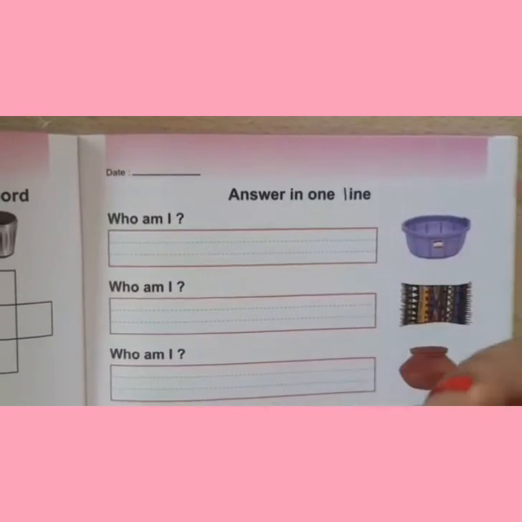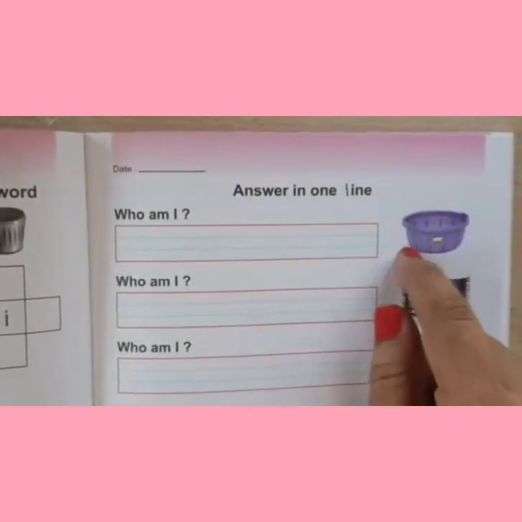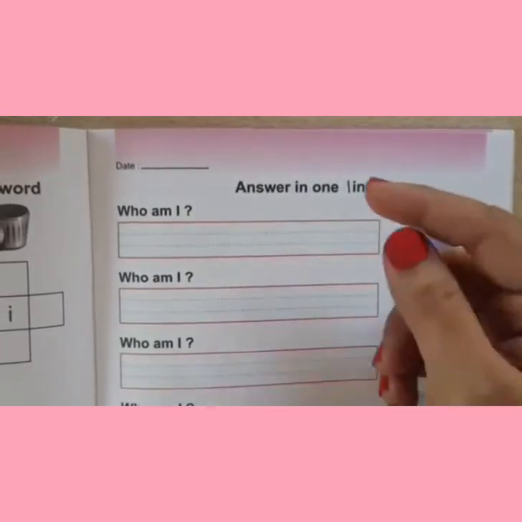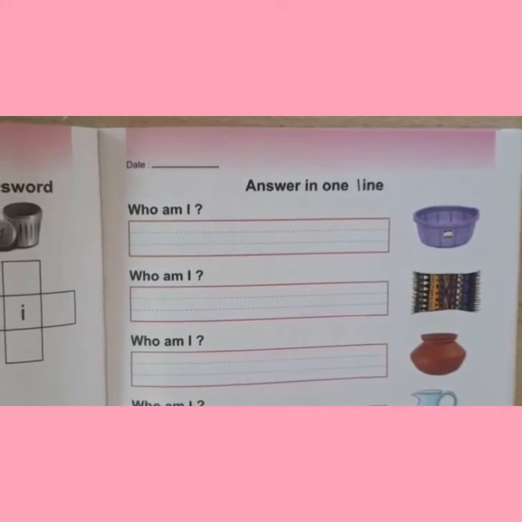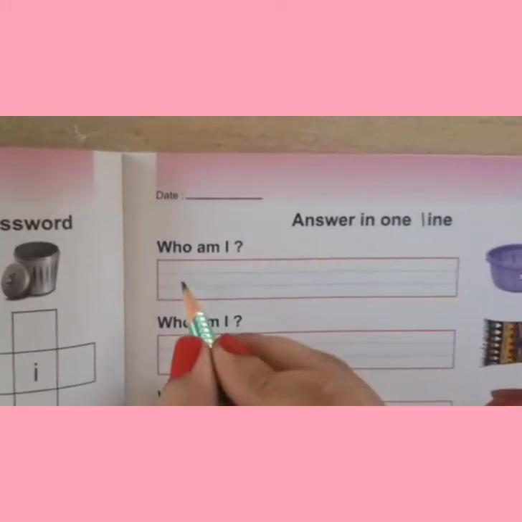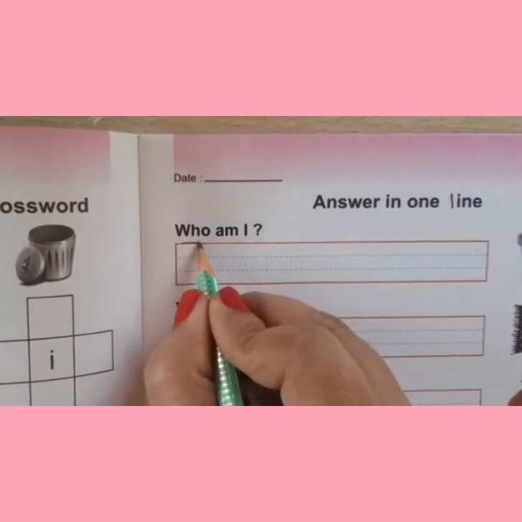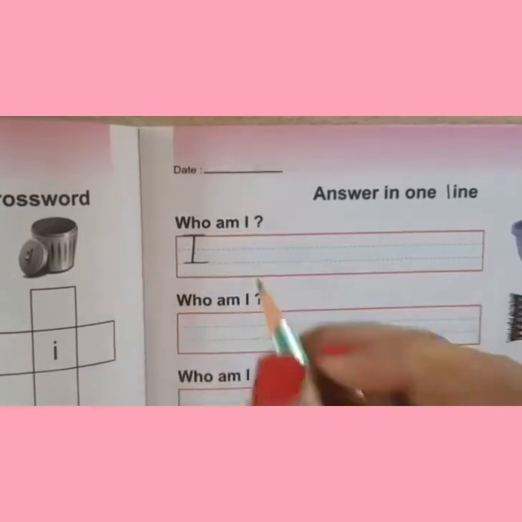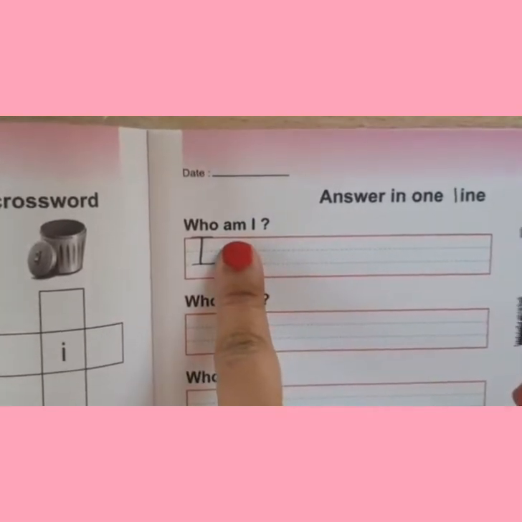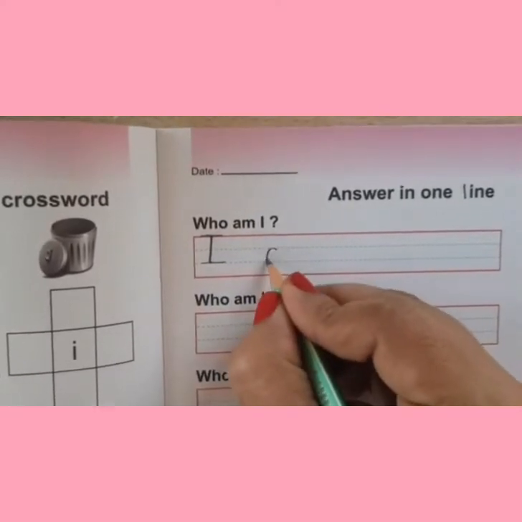Main kaun hu? To tub kya bolega? Tub answer dega. I am a tub. So we have to write this answer. Okay, how you have to write? We will write capital I. When we begin any sentence, the first letter always comes with a capital letter. I, then you have to put one finger space. When we start the next word, we will give one finger space.